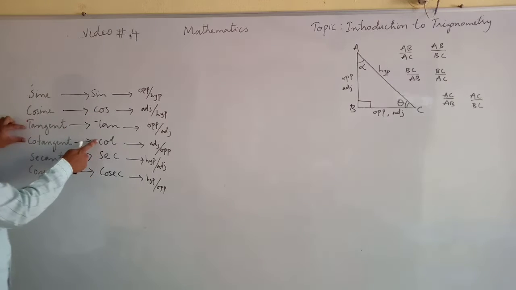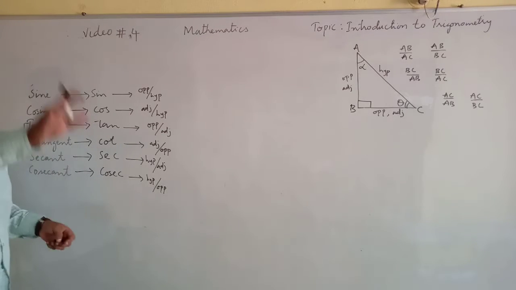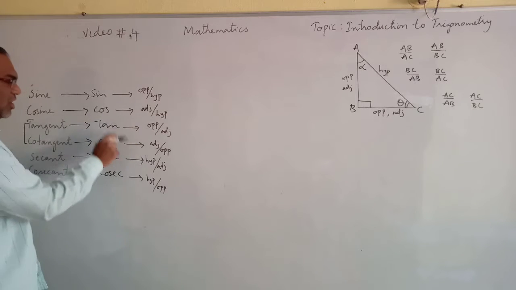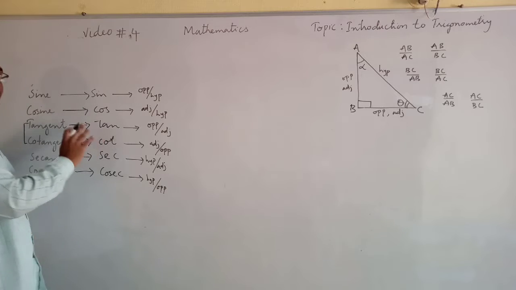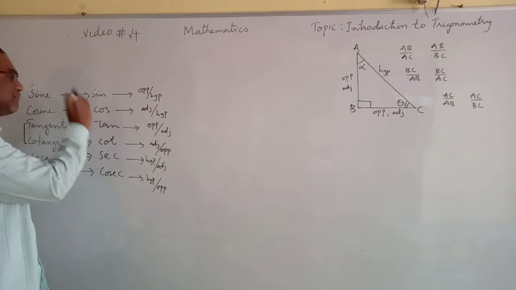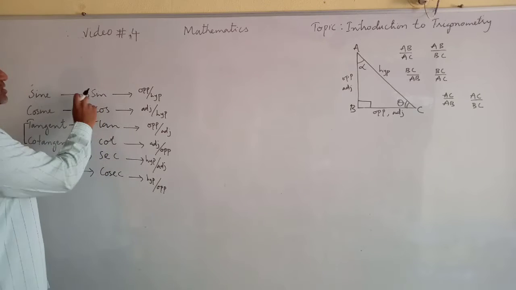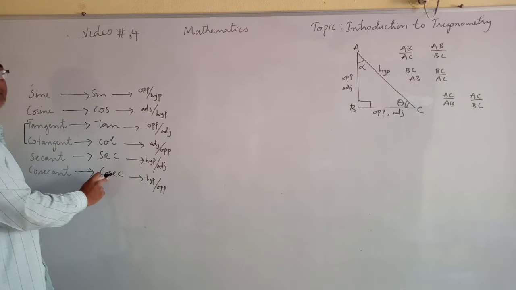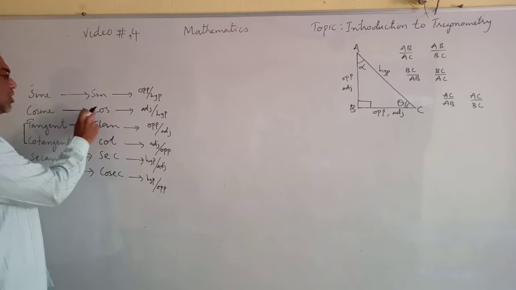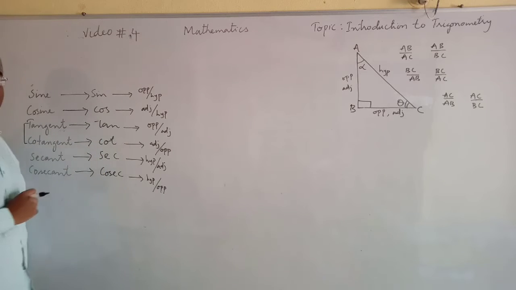Tan and cot, these two are co-functions as well as reciprocals of each other. Tangent and cotangent are co-functions of each other as well as reciprocals of each other. But in the other case, sine and cos are co-functions, but sine and cosec are reciprocals. Cos and sec are reciprocals.